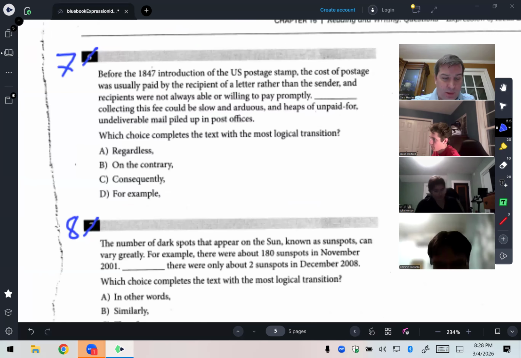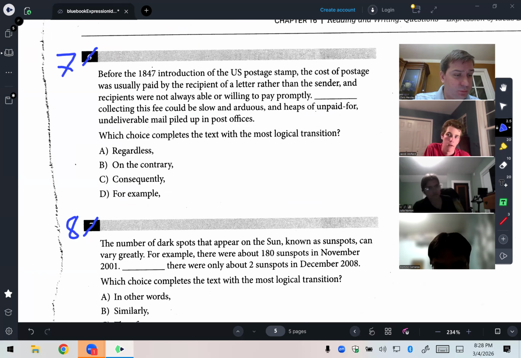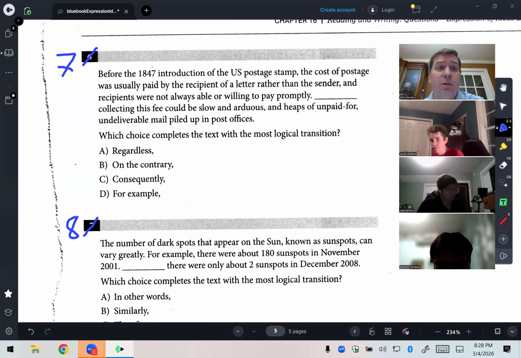All right, on to number 7, just a few more. Okay, it's another transition question. Before the 1847 introduction of the U.S. postage stamp, the cost of postage was usually paid by the recipient of a letter rather than the sender, and recipients were not always able or willing to pay promptly. Blank, collecting this fee could be slow and arduous, and heaps of unpaid for, undeliverable mail piled up in post offices. So here we just have cause and effect.